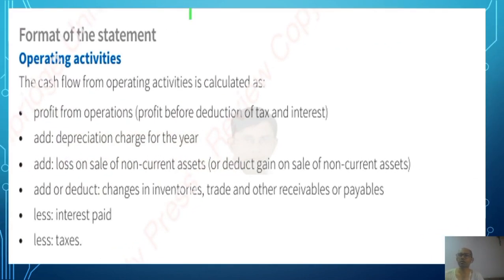Format of the statement. Operating activities. The cash flow from operating activities is calculated as profit from operations, profit before deduction of interest and tax, add depreciation charge for the year, add loss on sale of non-current assets or deduct gain on sale of non-current assets, add or deduct changes in inventories, trade and other receivables and payables, less interest paid, less taxes.